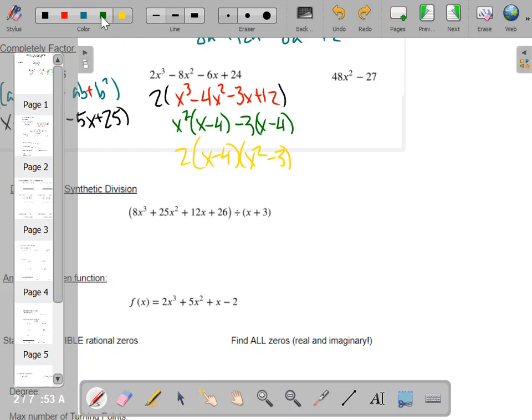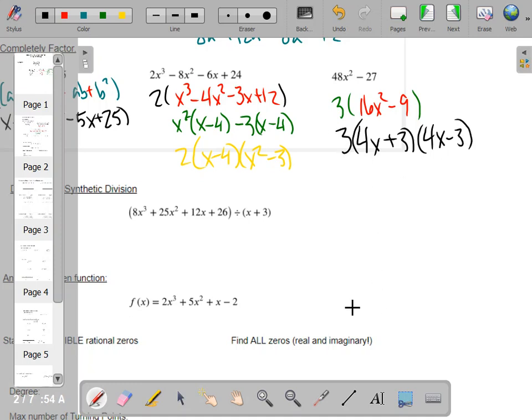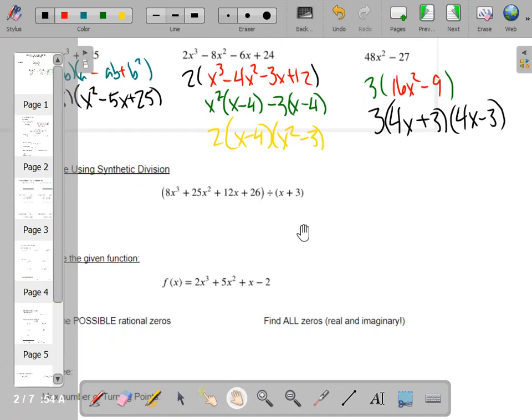Last one, again, look for big GCF. These are both multiples of 3, and now we have 16x squared minus 9. But again, this is one where you got to look, hey, wait, those are both perfect squares. The square root of 16x squared is 4x. The square root of 9 is 3, so 4x plus 3, 4x minus 3, and don't forget that 3 out front. That is completely factored. You should have no GCFs in here. If you have a GCF, you're not completely factored.